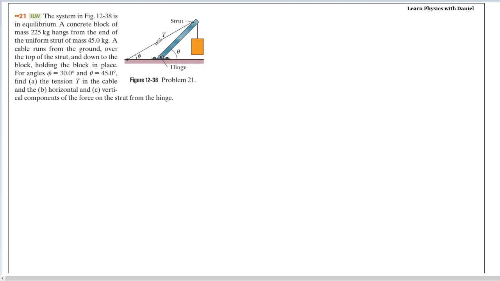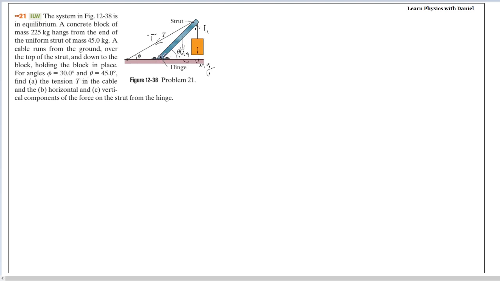So we have a tension force here. We have another tension force here, let's call it T1, that balances out this mg. And we also have another mg because the strut has mass. So for part A, we want the tension T. So we don't know anything about the hinge forces yet.